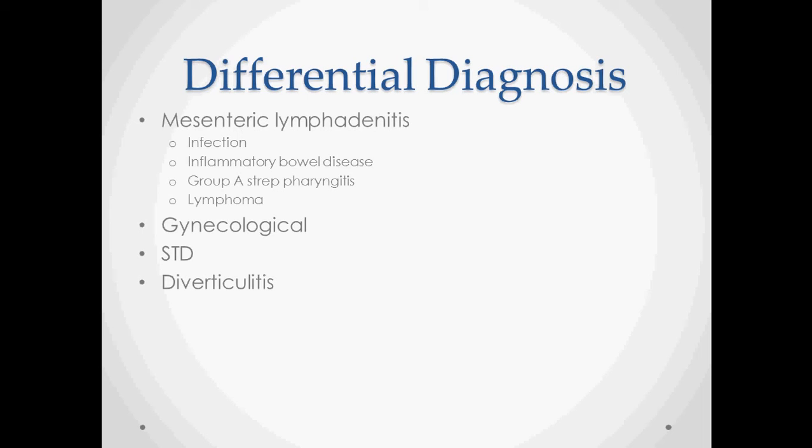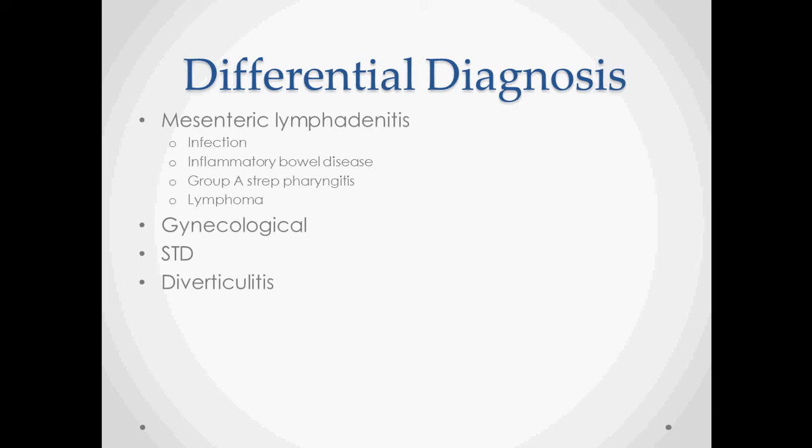In fact, around 16% of children presenting with probable appendicitis end up having mesenteric lymphadenitis. So this is a good thing to have a high index of suspicion for. It's caused by infection in most cases, usually viral. It can also be a result of inflammatory bowel disease, group A strep pharyngitis, and lymphoma.